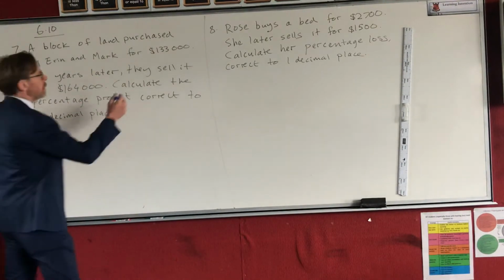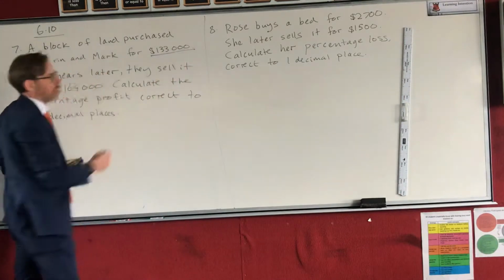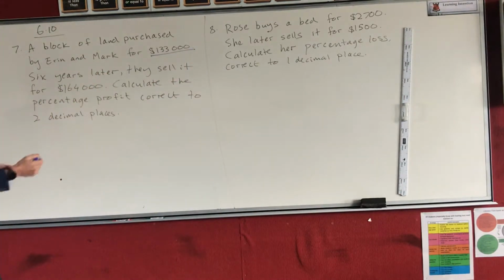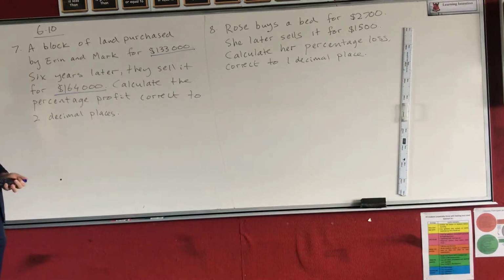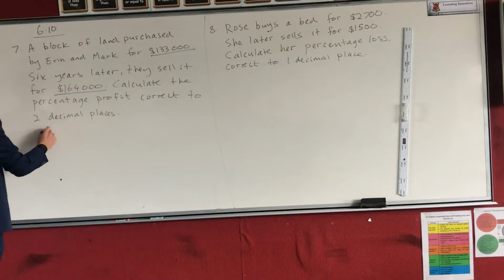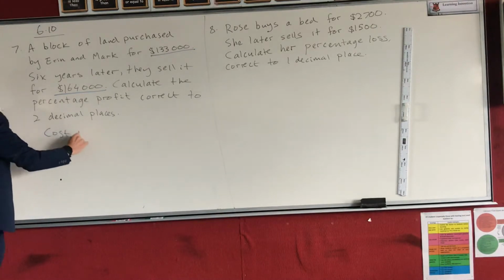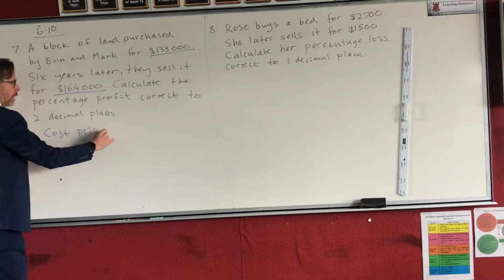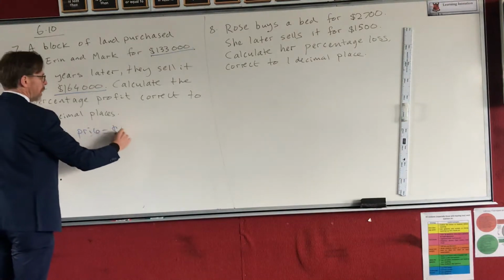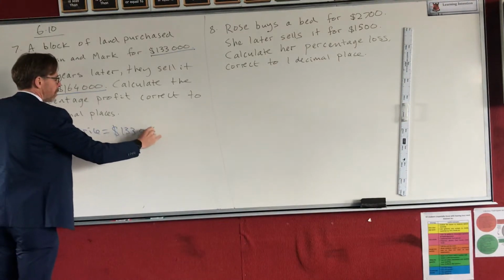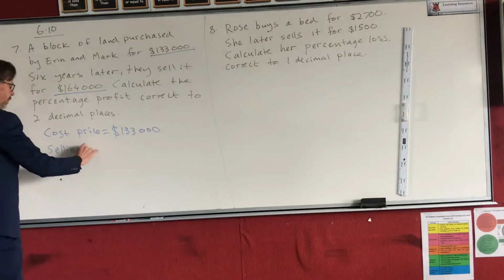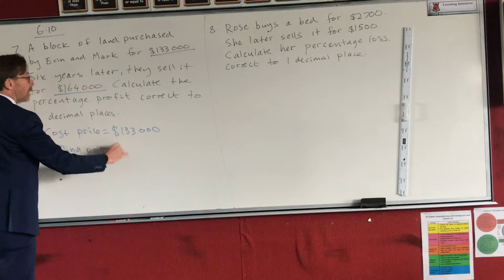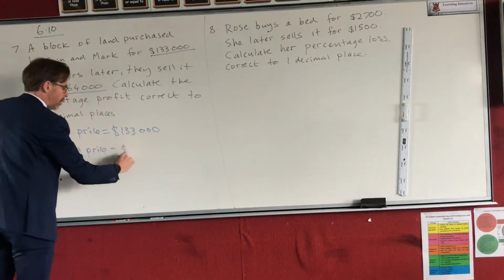Okay, well, this is how much it cost them. They bought it for $133,000. They sold it for $164,000. So obviously they made some money out of this. So, if you like, cost price equals $133,000. Selling price $164,000.